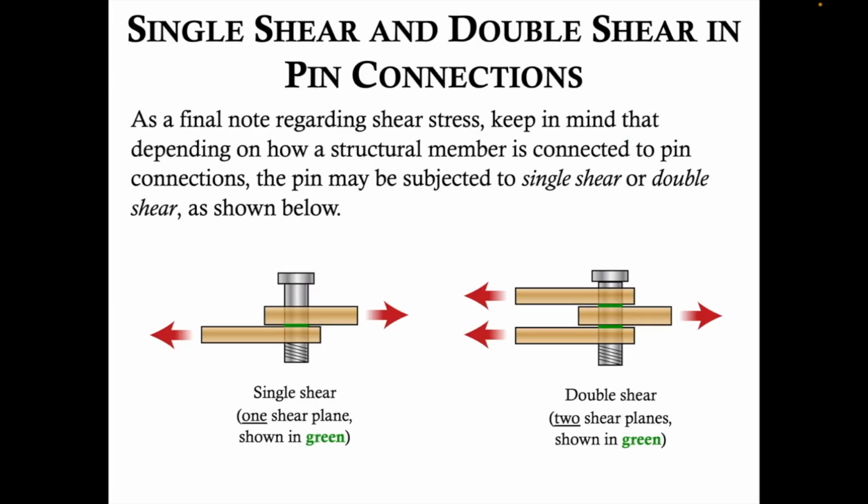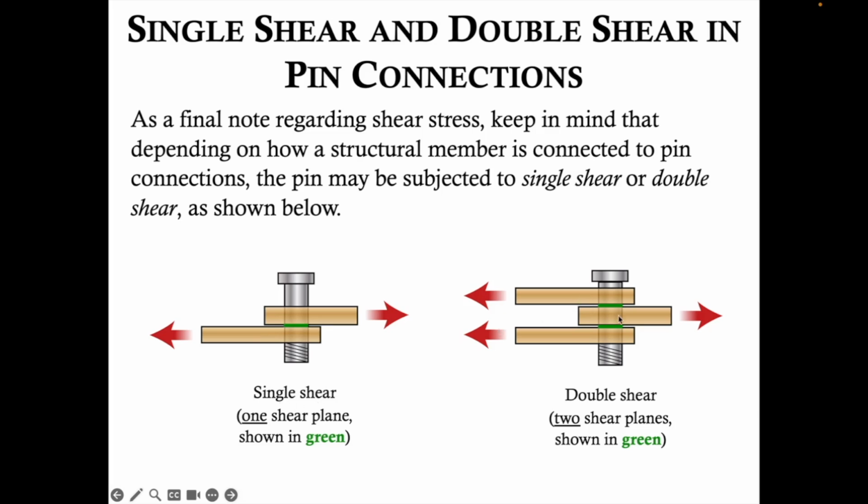As a final note regarding shear stress, keep in mind that depending on how a structural member is connected to pin connections, the pin may be subjected to single shear or double shear as shown below. So here we have an example of single shear, the schematic diagram, and then one of double shear. So you can imagine this pin here that goes through two boards or two members of some sort, and we're pulling on this board to the right, pulling on this board to the left. There is a plane here within the pin that's feeling a shear force and thus a shear stress. So in green here is the shear plane for this scenario of single shear.